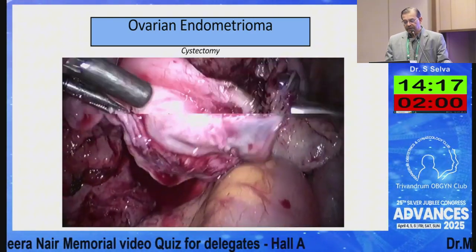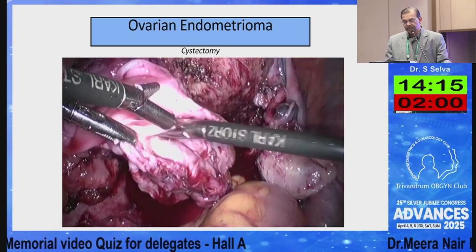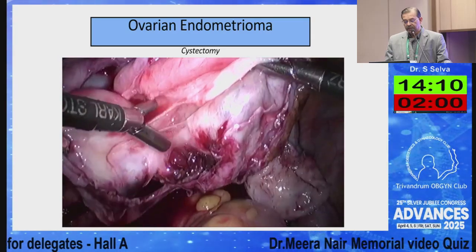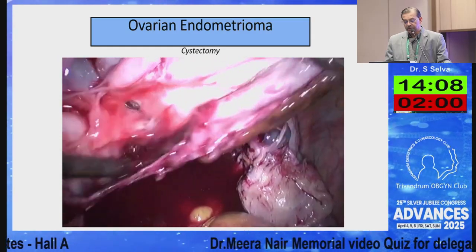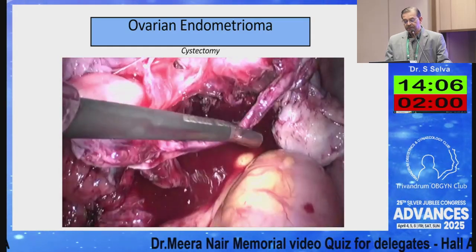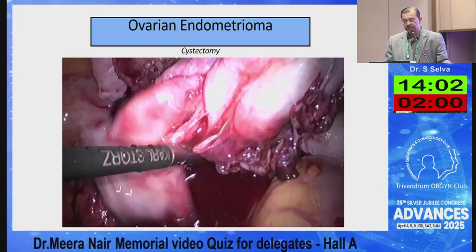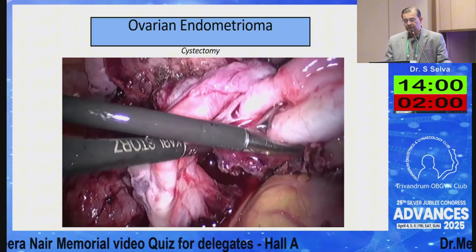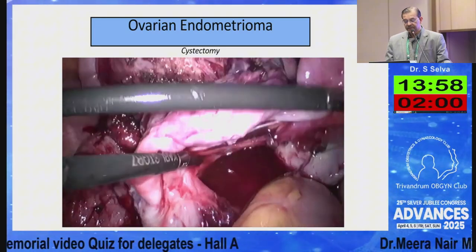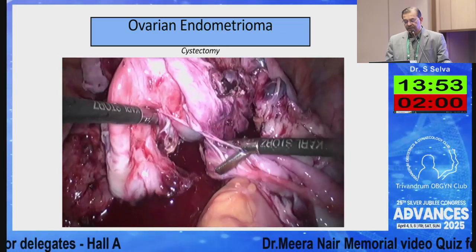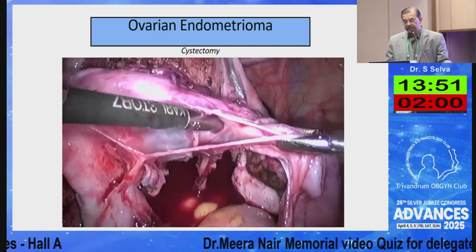So we are going to still continue stripping and taking out the whole cyst wall, as I said, as atraumatically as possible. So that shows the whole cyst. In this particular case, I did not use scissors to cut because the cyst wall just came out by itself. Okay, so the cystectomy is done.